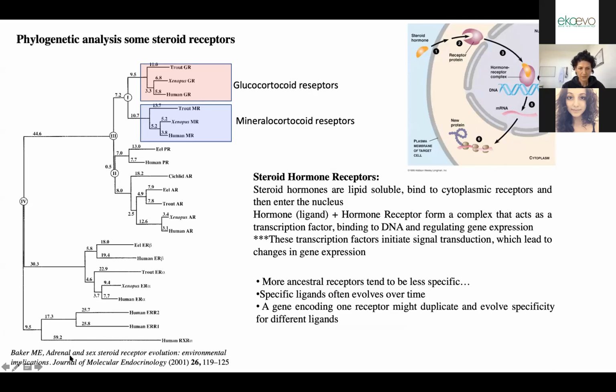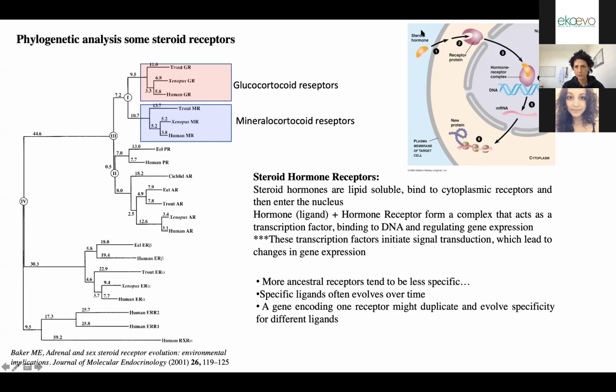According to Baker, who published in 2001, I'm going to focus on these two hormone receptors. Those are steroid hormone receptors, the glucocorticoid receptor and the mineralocorticoid receptor, GR and MR. Steroid hormones, as you know, are lipid soluble hormones, and they have receptors in the cell. Here we can trace it in the figure.